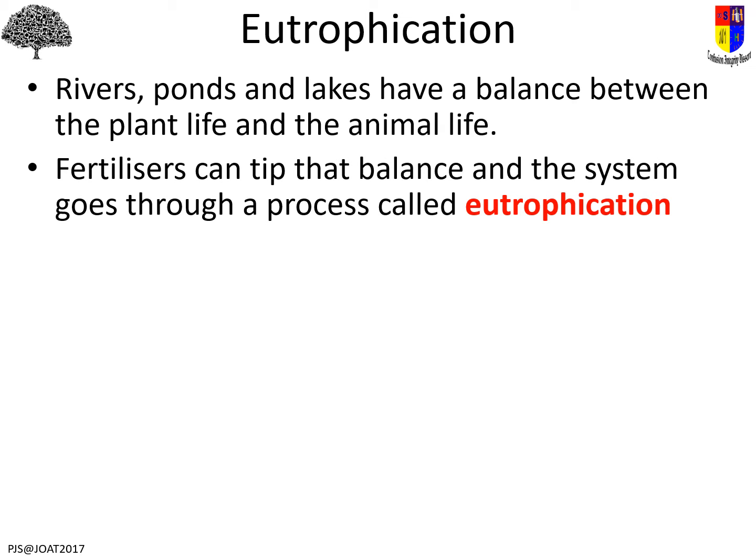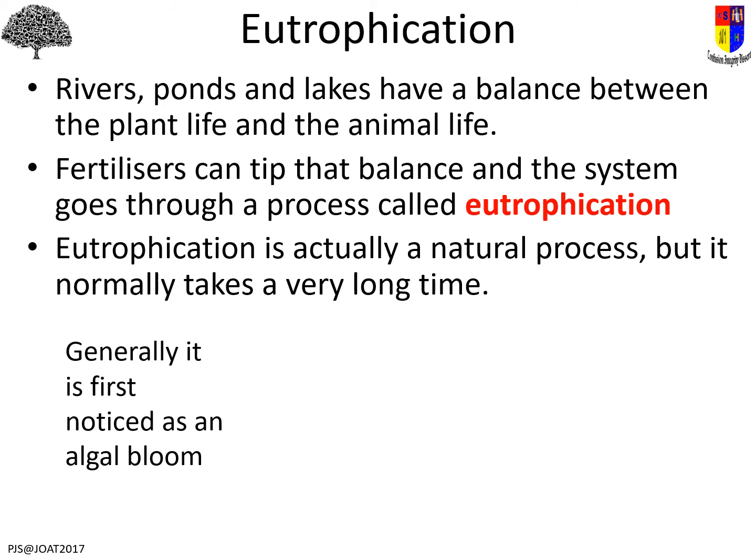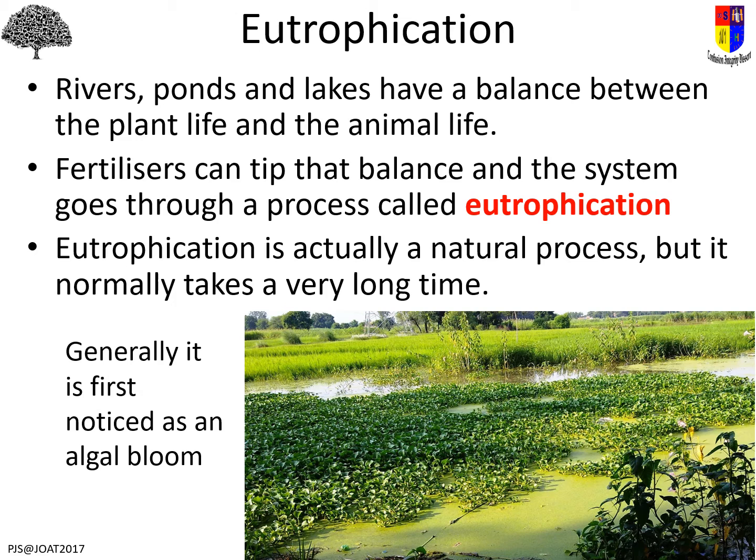But fertilisers can tip that balance, so the plants basically take over. What you end up with is a process called eutrophication. It's actually a natural thing, but it normally takes a very, very long time to happen. What you'll normally see is an algal bloom, so this kind of greenness spreading.